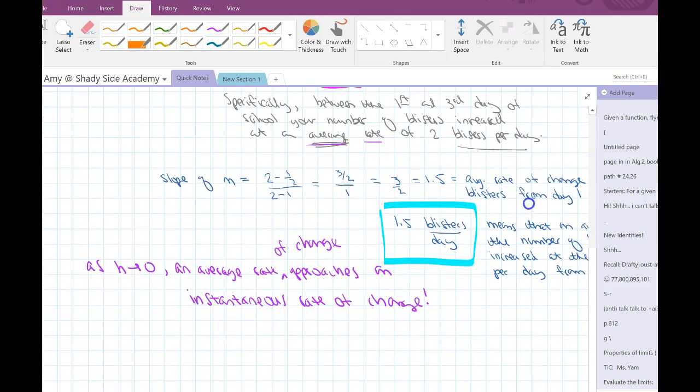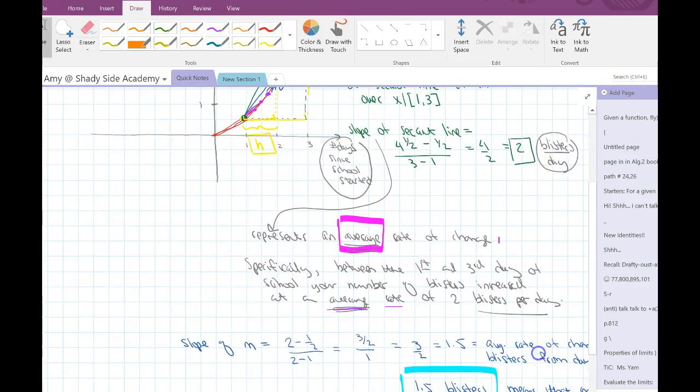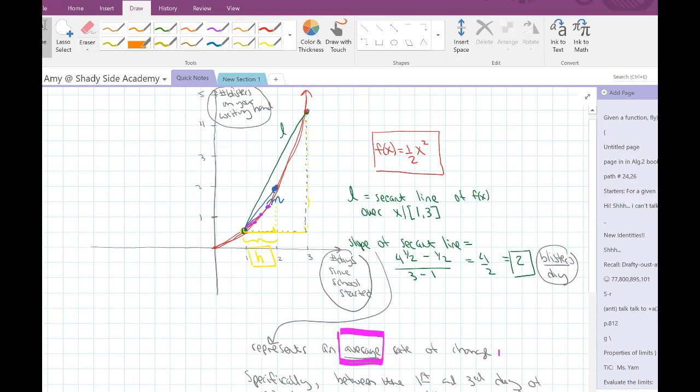And what an unbelievably fantastic idea, this idea of an instantaneous rate of change. An instantaneous rate of change means I want to look at the rate of change of blisters on my hand, not between day 1 and day 2, or from day 1 to day 3. I want to look at the rate of change of blisters on my hand from day 1 to day 1.0000000, etc., right? I want to look at the rate of change of blisters per day on my hand at the precise moment when t or d equals 1, which is a really wild idea, okay?